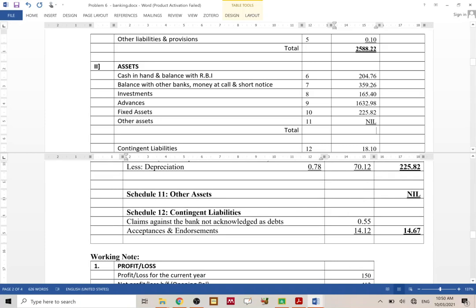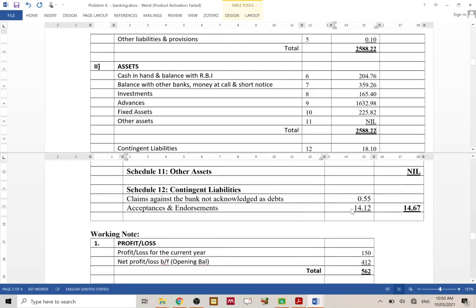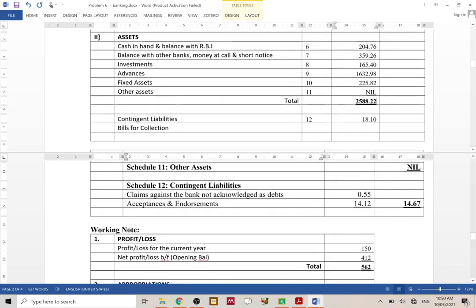Total again of the asset side, of course you can do it yourself and cross check. It also comes to 2588.22. Okay, and contingent liabilities, I've written this in the wrong column. Bills for collection is 18.10 as given in the problem. Okay, and contingent liabilities comes to 14.67 as we have calculated here.